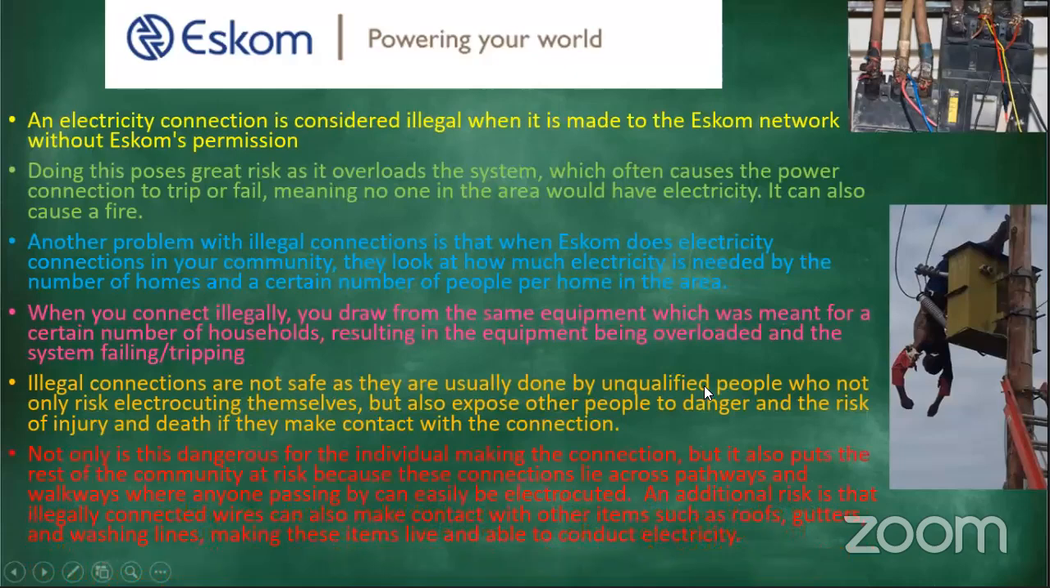And lastly, not only is this dangerous for the individual making the connection, but it also puts the rest of the community at risk because these connections lie across pathways and walkways where anyone passing can easily be electrocuted. An additional risk is that illegally connected wires can also make contact with other items such as roofs, gutters, and washing lines, making these items live and able to conduct electricity.